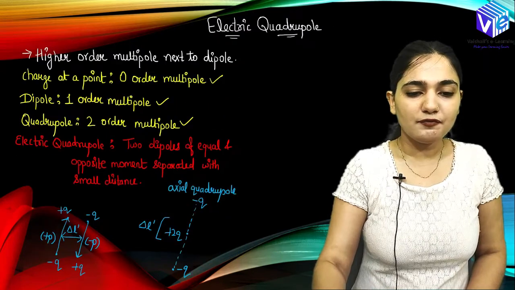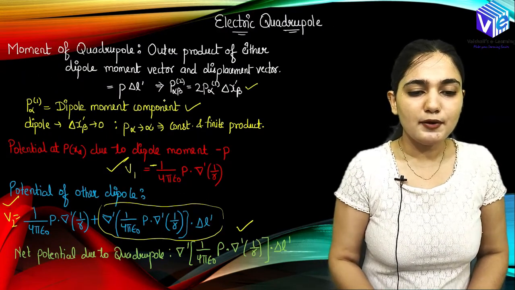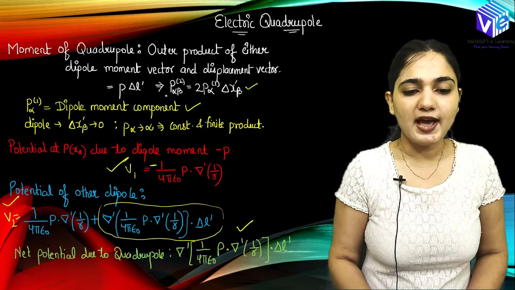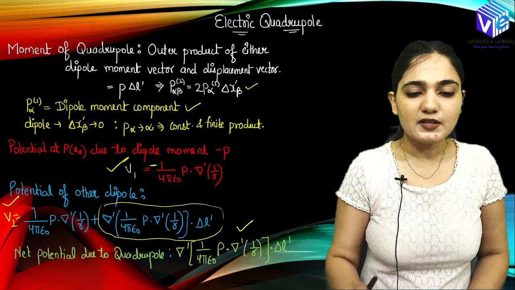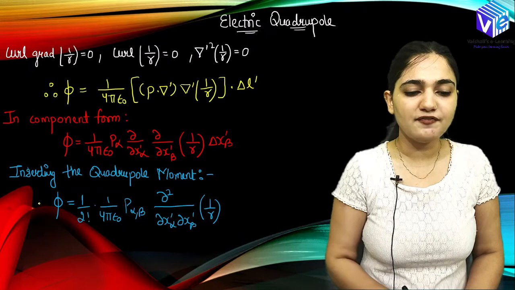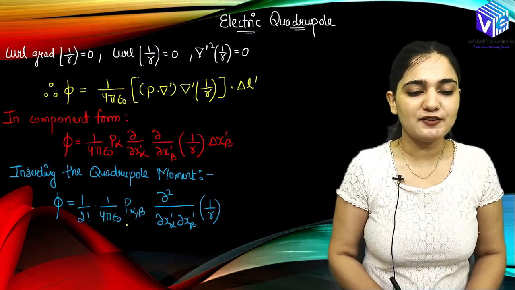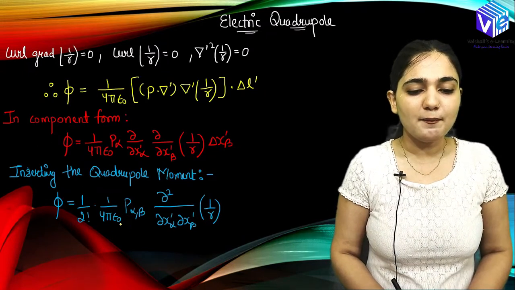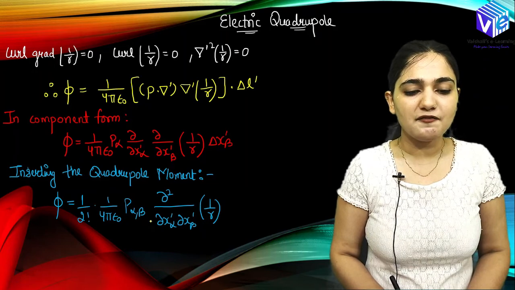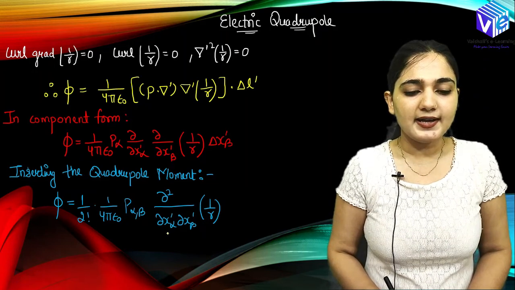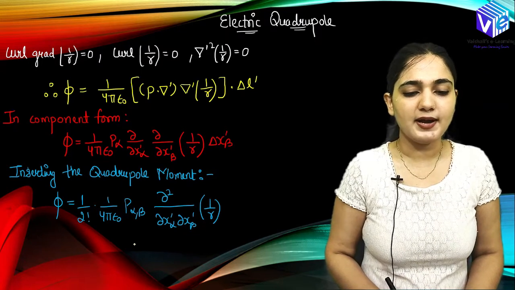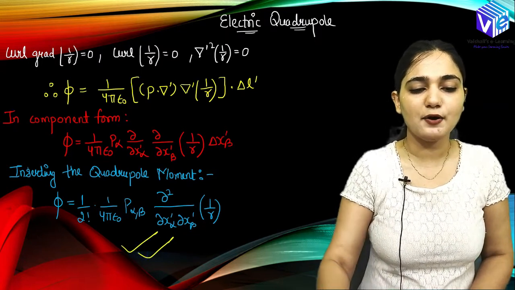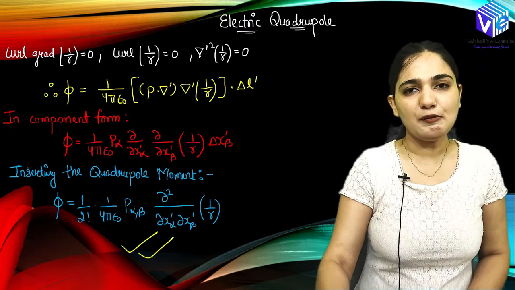So now from this equation here, we all know what is the quadrupole dipole moment. With the quadrupole dipole moment here, using this formula, I can find out the final potential. So final potential will be equal to 1 upon 2, 1 upon 4 pi epsilon naught P alpha beta del square by del x dash alpha multiply del x dash beta of 1 by R. So this is how I can find out the total quadrupole moment.